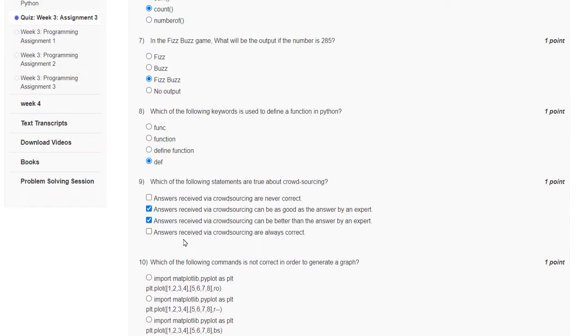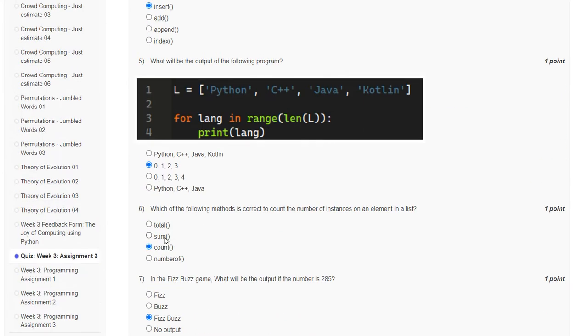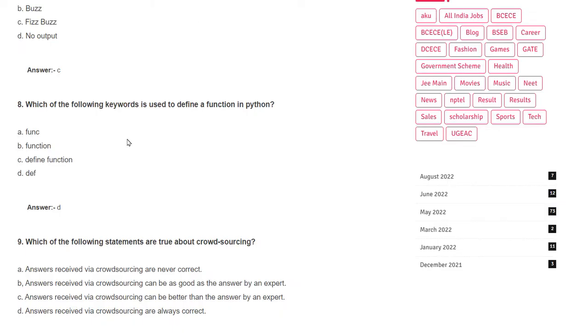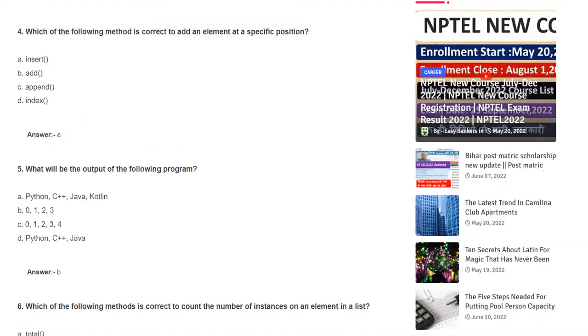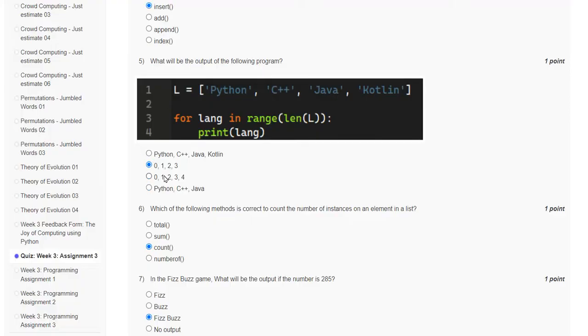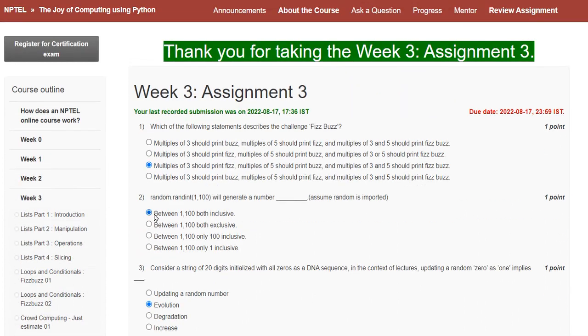So once more: 10th is D, 9 is B and C, 8 is D, 7th is C, 6 is C, I forgot 6 is C, 7 is C, right? Here 5 is B, 4th is A, 3rd is B, 2 is A, first is C.